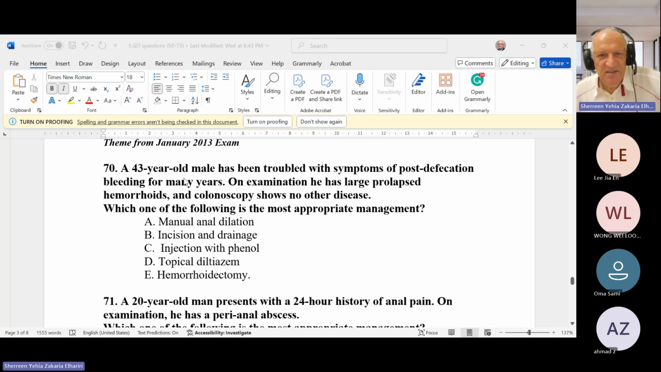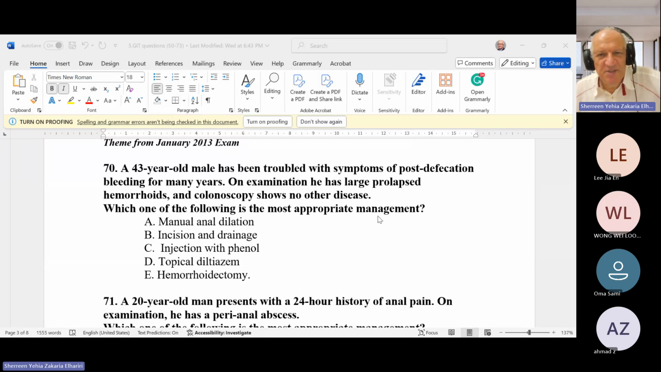A 43-year-old male has been troubled with post-defecation bleeding for many years. On examination, there is a large prolapsed hemorrhoid and the colonoscope shows no other disease. It is important, especially in Europe, the UK, and Malaysia, that any patient who comes to you with rectal bleeding due to hemorrhoid, you need to exclude colon cancer, because colon cancer is very common in this country. So any patient with hemorrhoid over the age of 40, you need to exclude colon cancer, either by colonoscope or sigmoidoscope at the time of surgery. Okay, so this is why the colonoscope is done.